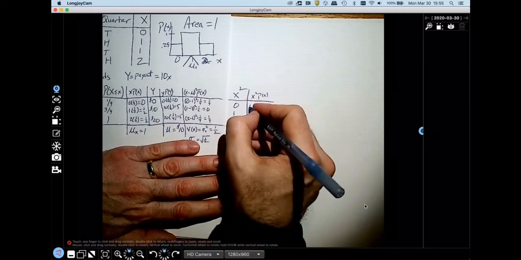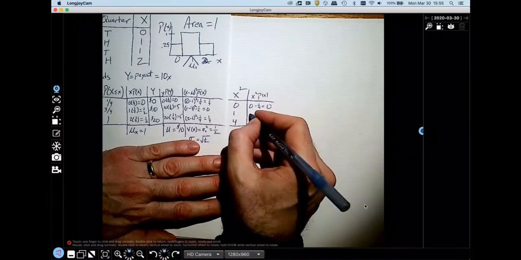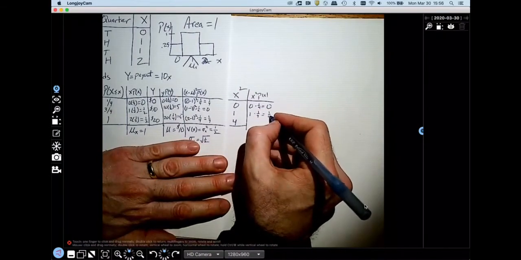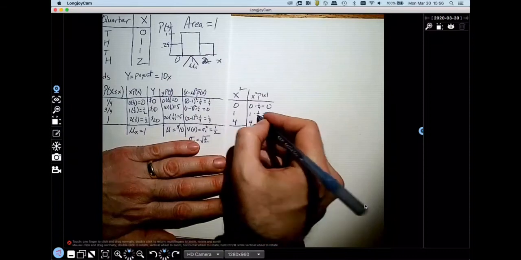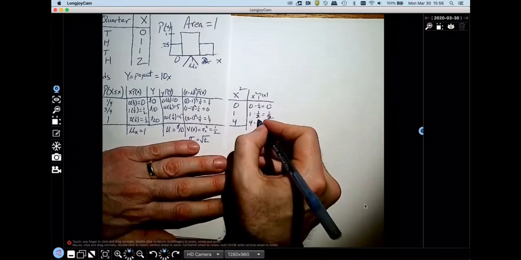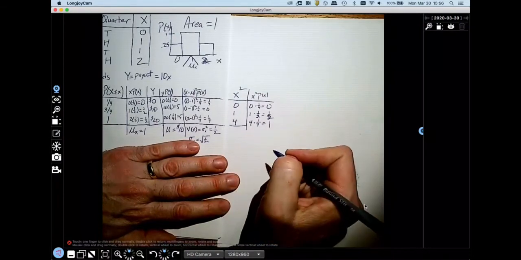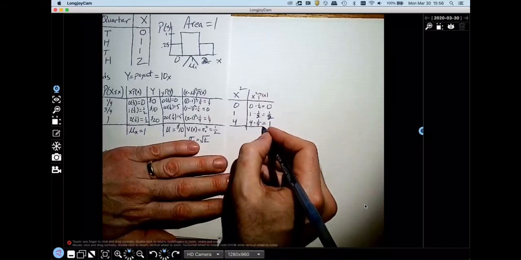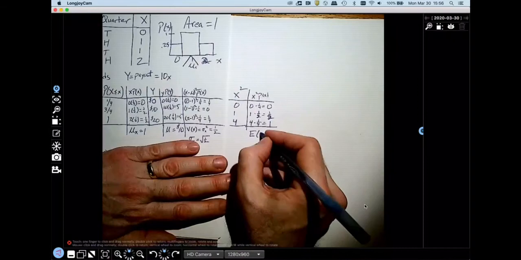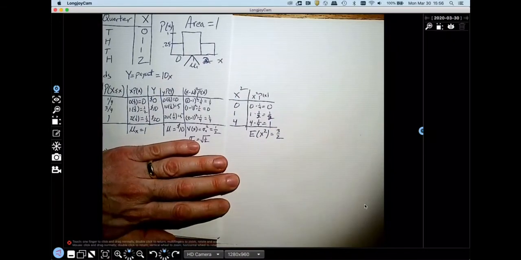This is going to be 0 times 1/4, which is 0. This would be 1 times 1/4, which is equal to 1/4. And then this is 1 times 1/2, which is a half. This would be 4 times 1/4 equals 1. So if we add this up, the expected value of x squared is equal to 3/2.